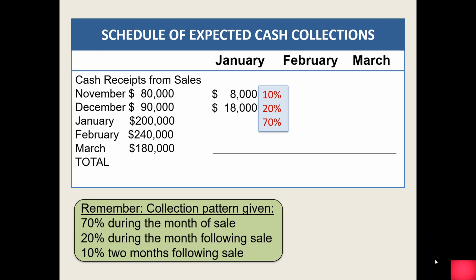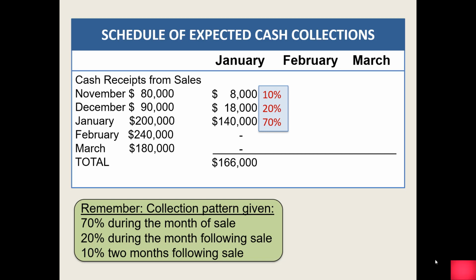And 70% of the sales in January is $140,000. So our total cash collections are expected to be $166,000. We will not be collecting in advance from February and March. That's typically not how customers pay for goods that they buy. They don't pay for them in advance in very many industries. Now you can see that while we have $200,000 in sales during January, our cash collections are only expected to be $166,000.